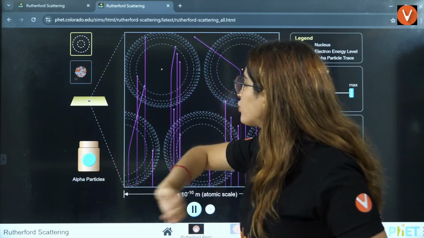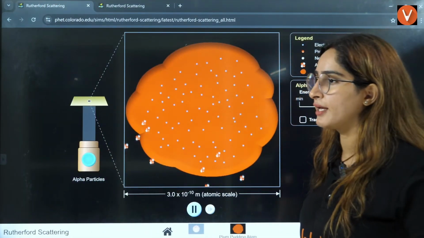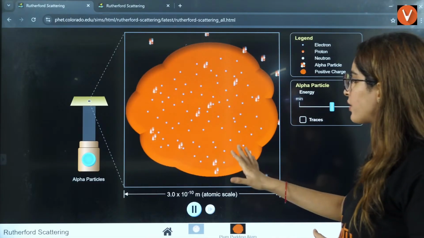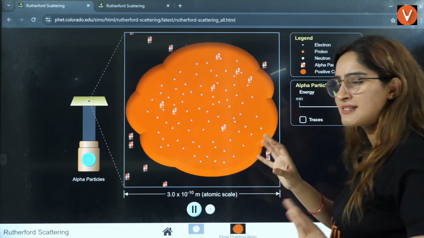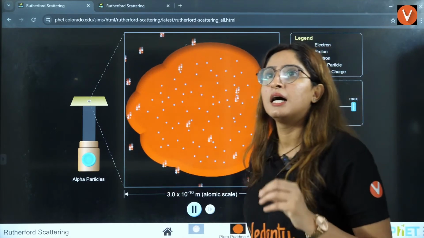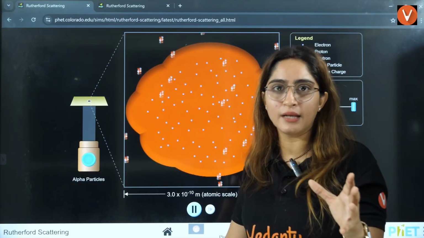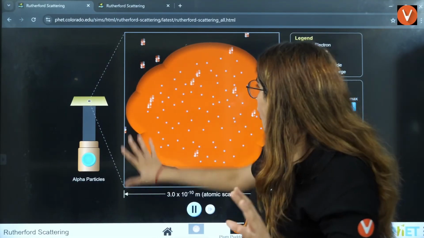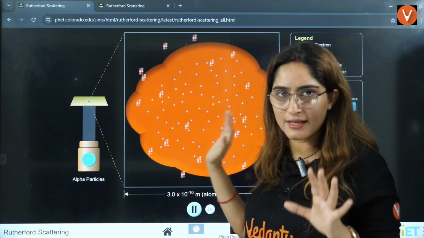But if you talk about this particular thing, alpha particles, how they are going. Here it is showing that they are going straight, but if you see now, they are not exactly going straight. They will be a little bit deflected here because they will find some hindrances in between. The alpha particle is positively charged, and this whole thing is positively charged. So exactly it will not be like this.